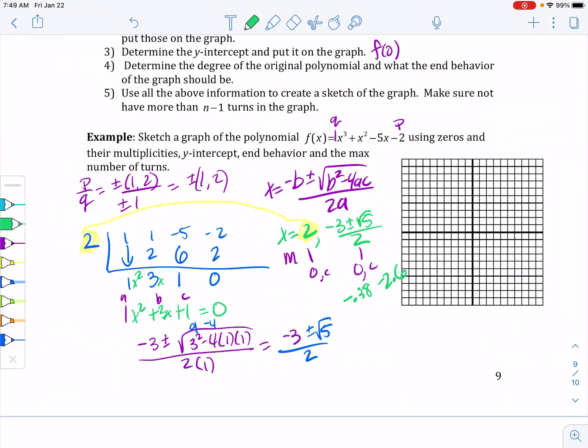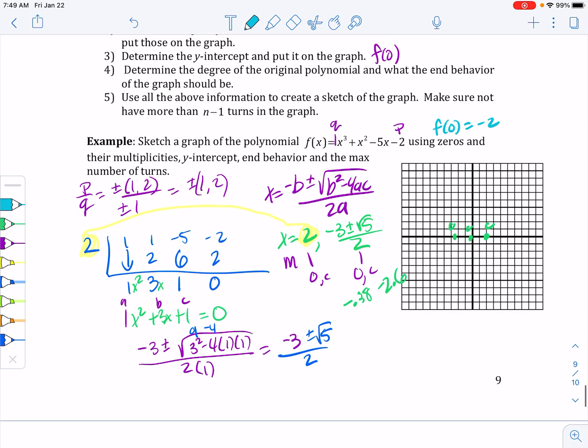Okay. So now I can put this information on the graph. So we cross at 2. We cross at -2.6, so like there-ish, and -0.38, so about there-ish. I need my y-intercept, so I can plug in 0 into my original equation. So if I do f of 0, I get -2. Remember, all of these go to 0, so I just have this left over. So -2 is here. Remember, your y-intercept doesn't have if it bounces or crosses, it just is.